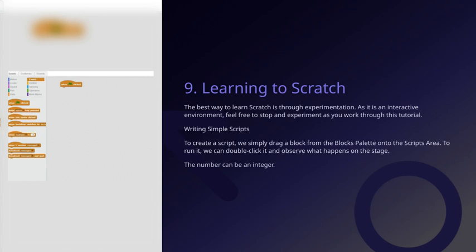When it comes to writing simple scripts, the process is quite straightforward. You just drag a block from the blocks palette and drop it onto the scripts area. Once you have your script set up, you can run it by double-clicking the block. Watching what happens on the stage is a key part of understanding how your code works. Remember, the numbers you use can be integers, which are whole numbers. This simple approach helps you get comfortable with the fundamentals of programming in Scratch. Keep experimenting, and you'll build a solid foundation for more complex projects as we continue.